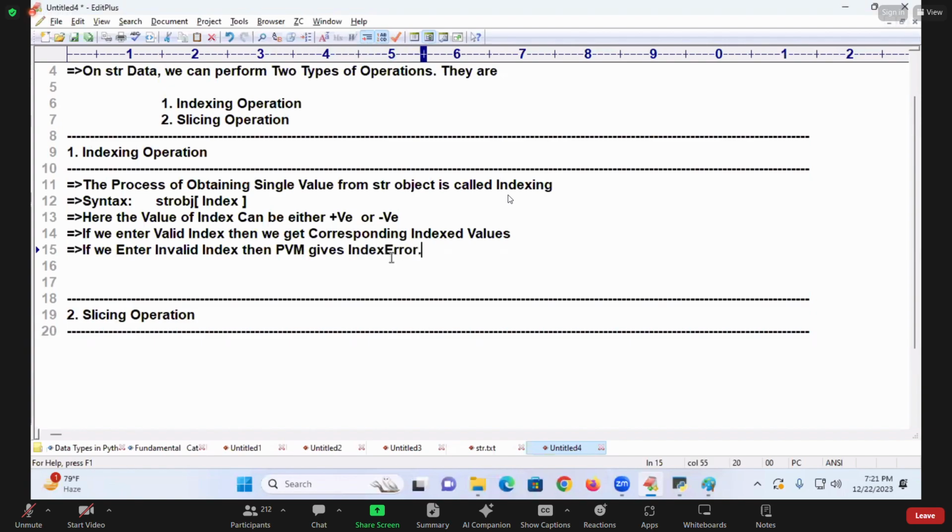Index error. Interview people will ask you, when do you get index error? Whenever I enter a wrong index in an indexing operation, we get which error? Yes. When I enter a valid index, the corresponding value will come. When I enter a positive index or negative index, the corresponding indexed value will come.